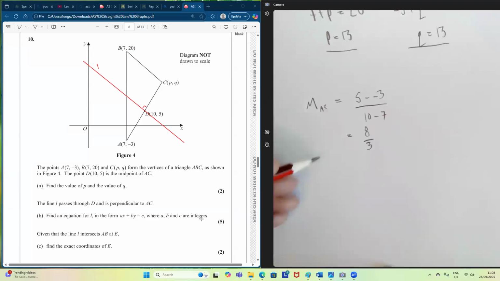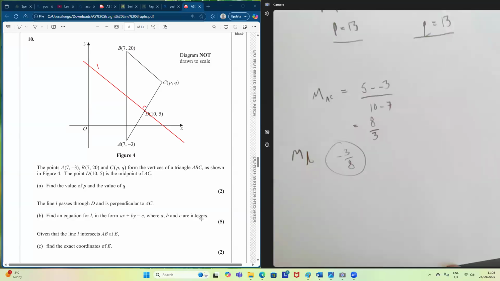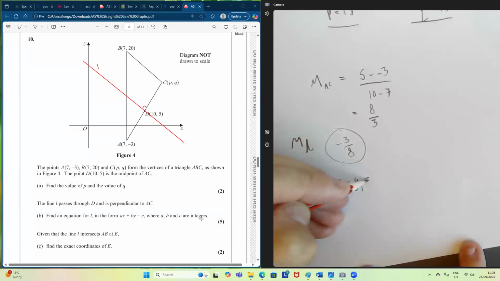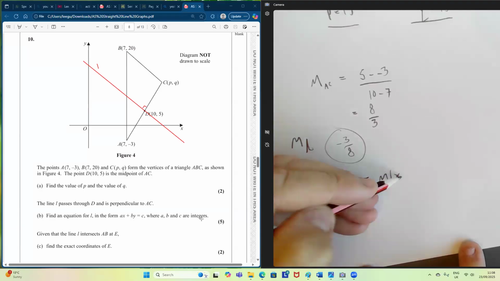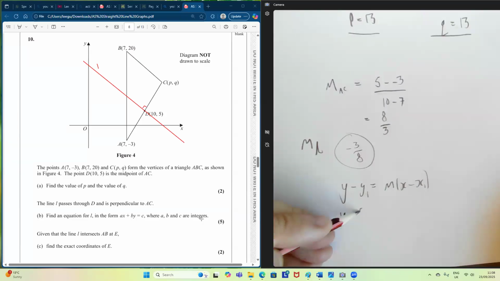The line L is perpendicular, so therefore the gradient of that line is going to be the negative reciprocal. That is going to be -3/8. So that's our gradient of the line L. We have a point on the line, which is (10, 5), so we can sub into y - y1 in order to find the equation of the line. So we have y - y1, and y1 in this case is 5, is equal to our gradient, which is -3/8, times x - 10.